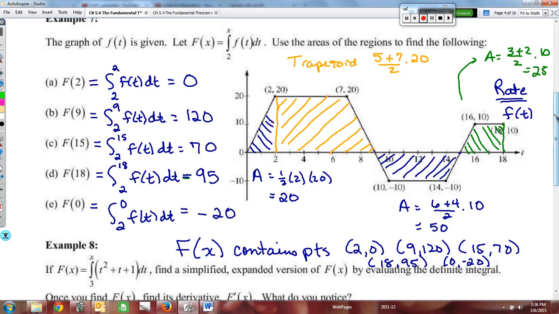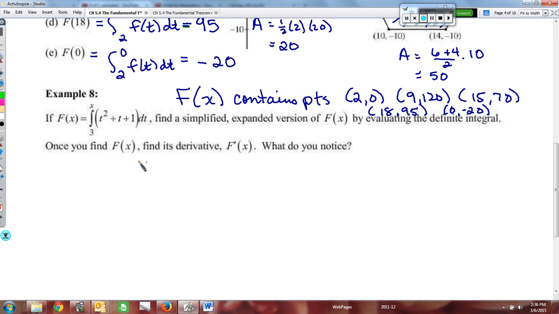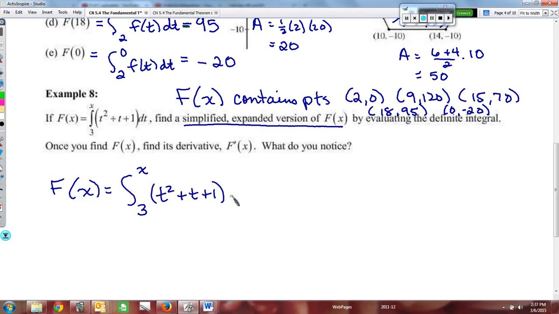Okay? Now, let's take a look at this problem. We're going to use the first fundamental theorem of calculus to find a simplified expanded version of this f of x. And then once we find it, we're going to find its derivative, because I want you to notice something here. So f of x is defined to be, in this problem, the integral from 3 to x of t squared plus t plus 1 dt.